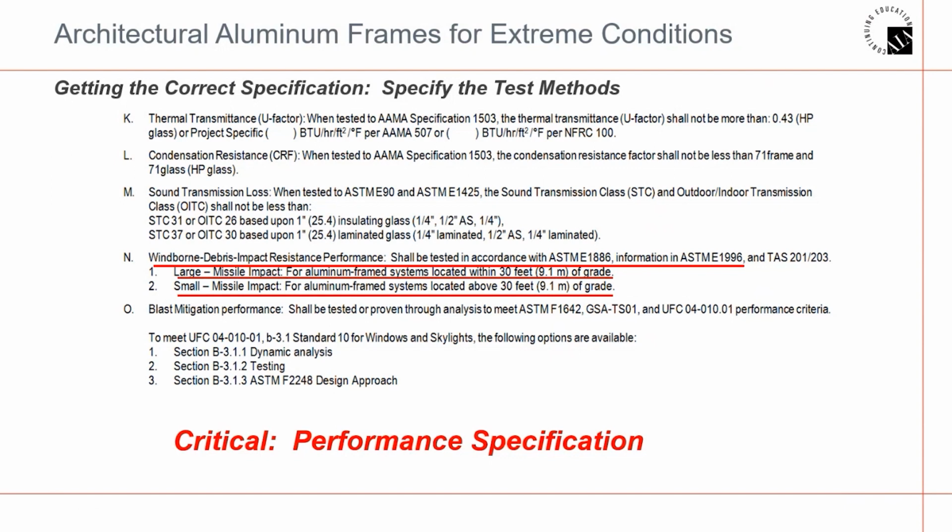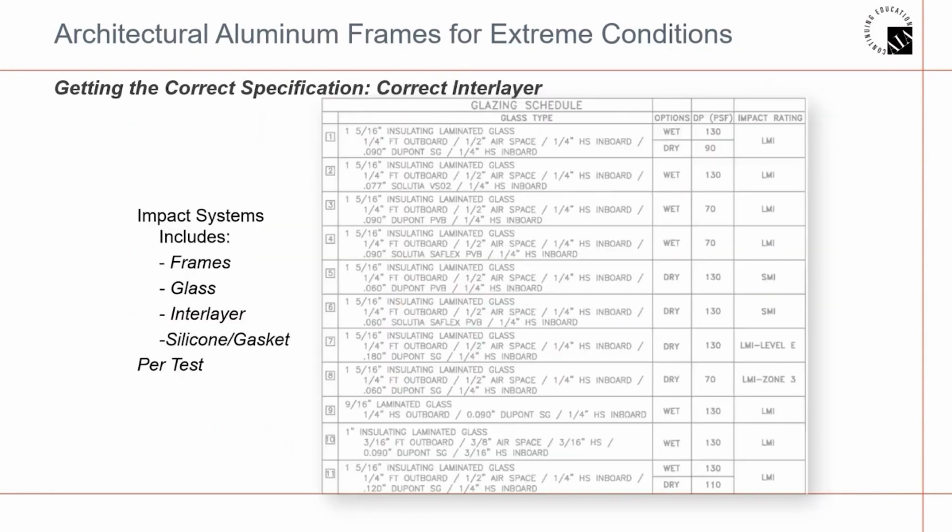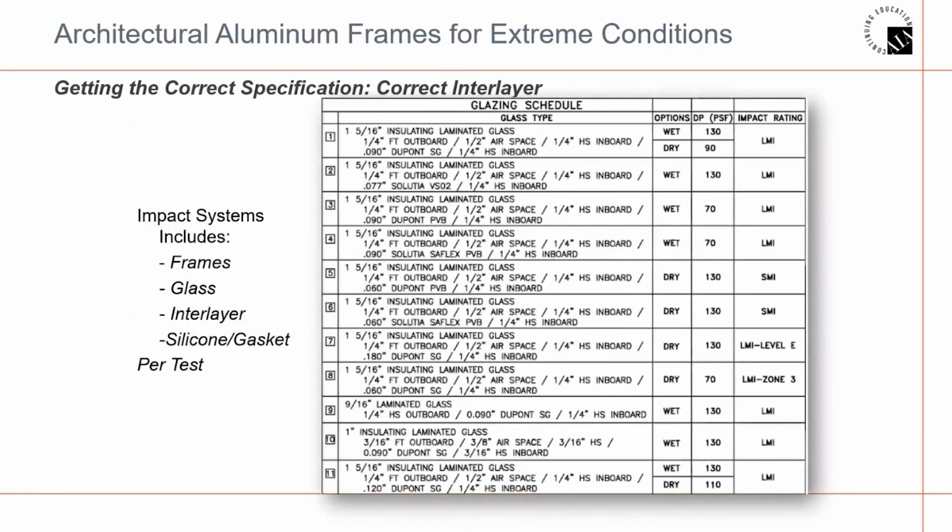Your architectural drawings and specifications need to agree with each other. The tested standards need to be included in Division 8 opening specification. We define the system as a combination of the frame, the interlayer, and silicone. Once you've selected the frame to use, ask for a copy of the test to review.